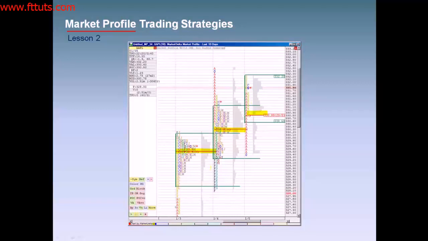Okay? And the easy question I'm going to ask is, which is the most prominent POC on this chart in terms of the red lines? And of course, it is this one because it has the most prints. Why is this significant? To be continued. I will tell you in future classes.